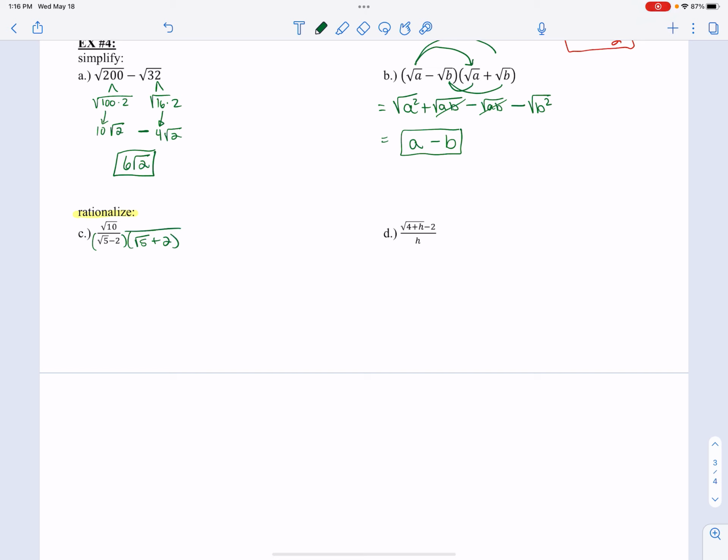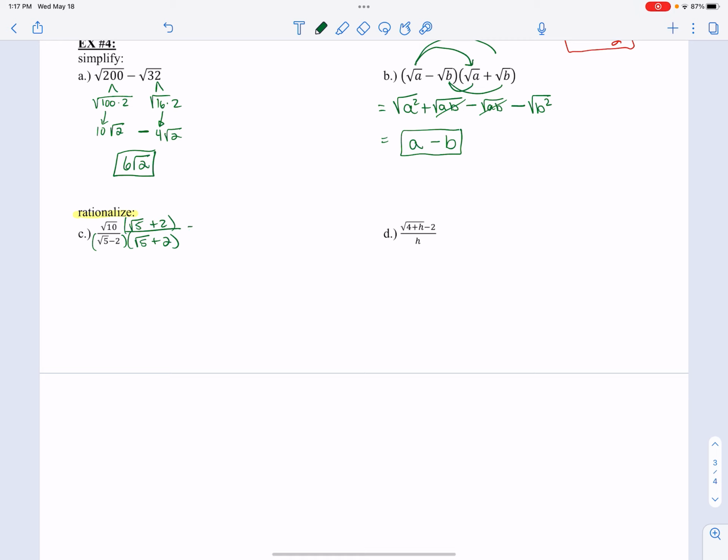Now, I can't just multiply the denominator. That would be changing the fraction. I'm actually going to multiply by the number 1: square root of 5 over 2 over the square root of 5 over 2. Multiplying by the number 1 does not change the fraction. I'm allowed to do that. I'm just picking a form of the number 1 that gets rid of the square roots in the denominator.